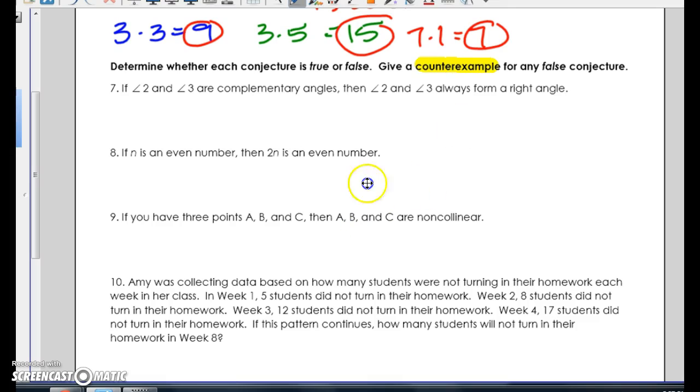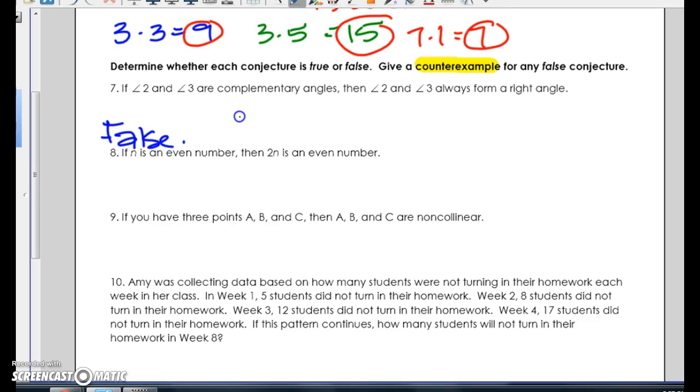So, in number 7, it says, if angle 2 and angle 3 are complementary angles, then angle 2 and angle 3 always form a right angle. I think that's false. Even though we know complementary means that those two angles have a sum of 90 degrees, they would also have to be adjacent in order to form a right angle.